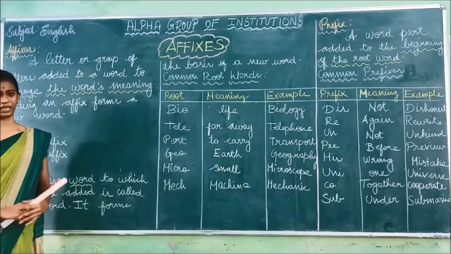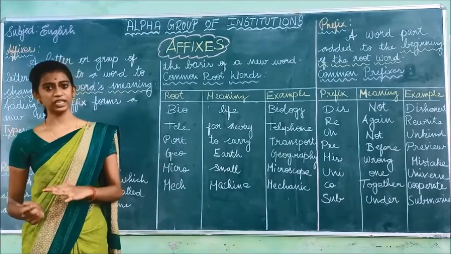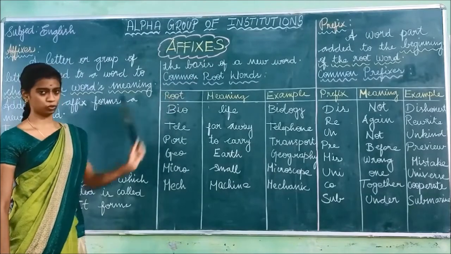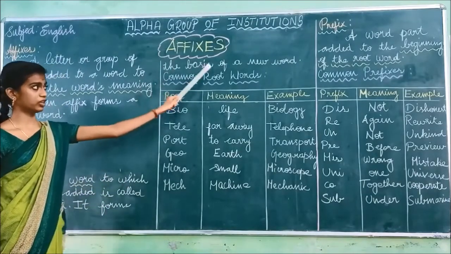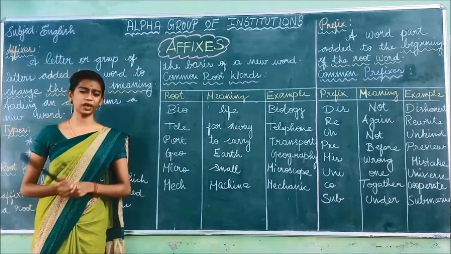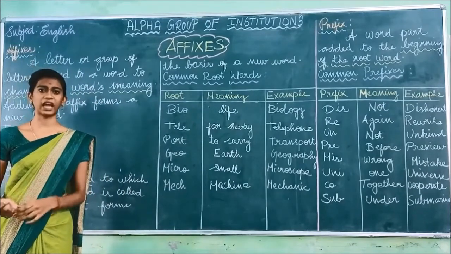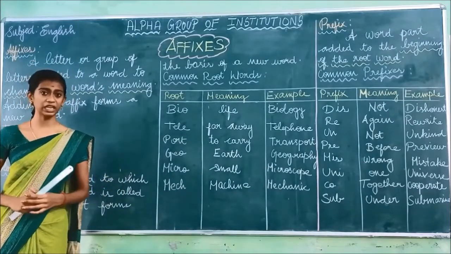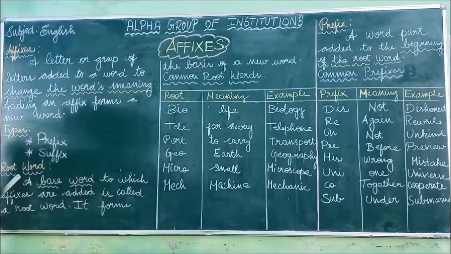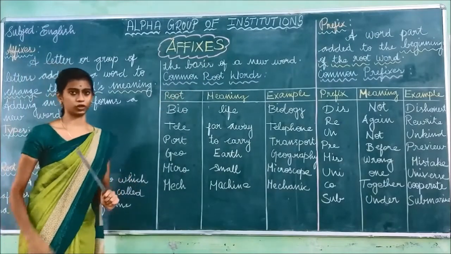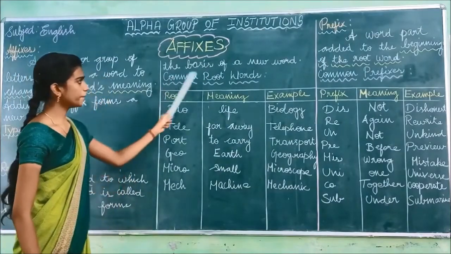In the base word we have to add either a prefix or a suffix, and that is known as the root word. It forms the basis of a new word. By adding a prefix and suffix, a new word will be formed from the root word. So there is a root word, and we add either a prefix or the suffix so that we get a new word. Have you understood? A base word to which affixes are added is called a root word. It forms the basis of a new word.